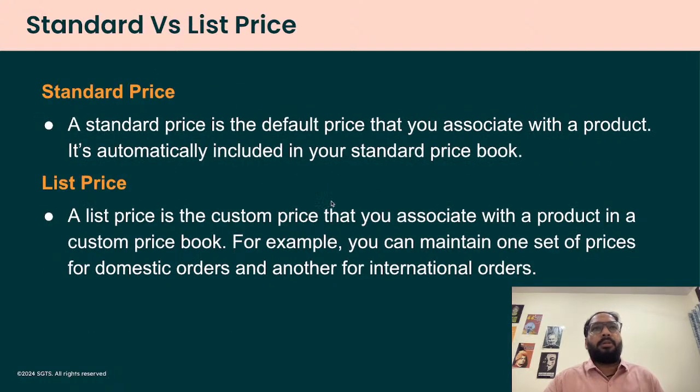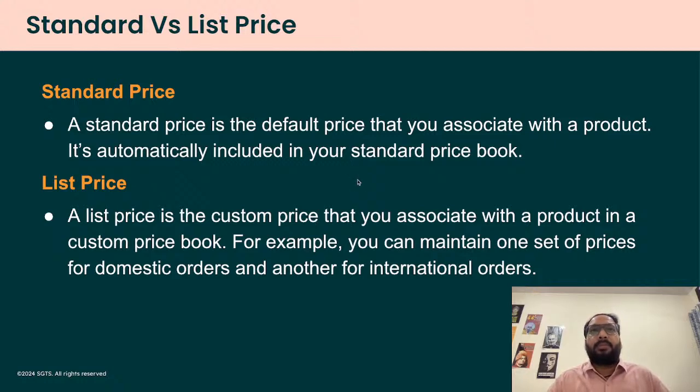Okay, so we have two types of prices now, standard price and list price. So standard price is the default price that you associate with the product. It's automatically included in your standard price book. And the list price is the custom price that you associate with the product in a custom price book. For example, you can maintain one set of prices for domestic orders and another for international orders. Okay, so this you need to keep in mind, whenever you are working on a product, a price book will be there. You can have multiple price books. You need to select a particular price book before adding the product on the opportunity.